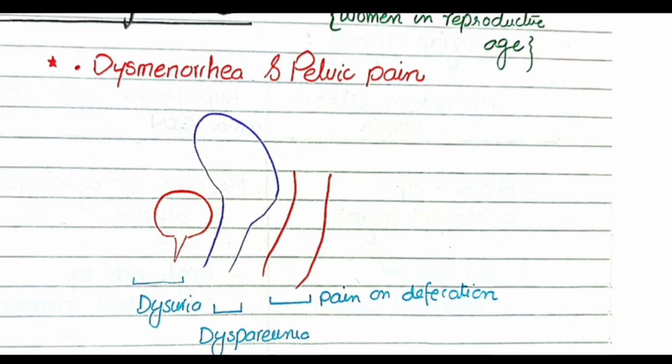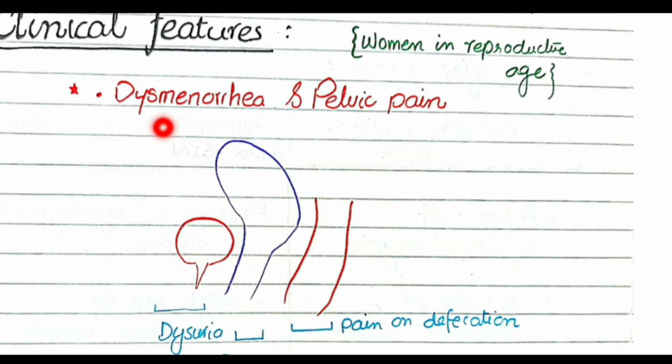Now let's see the symptoms. So endometriosis will result in dysmenorrhea and pelvic pain. What is dysmenorrhea? Dysmenorrhea means abdominal pain that develops during the menstrual cycle or during the menses. It can be abdominal pain or it can also be sensed as painful menses.